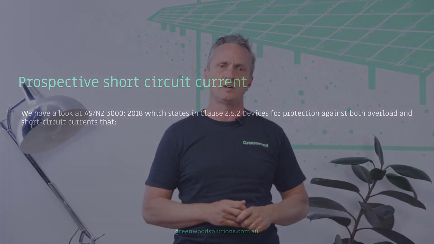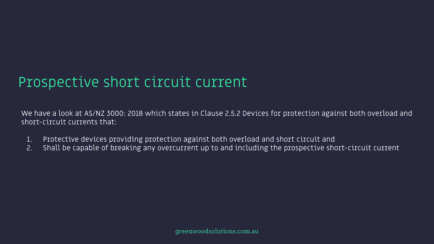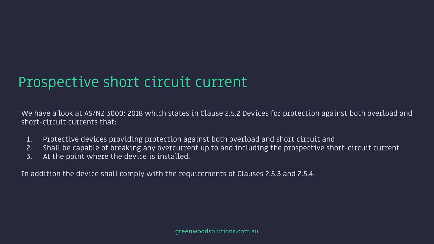We have a look at AS/NZS 3000 2018 version, which states in clause 2.5.2, devices for protection against both overload and short circuit currents, that protective devices providing protection against both overload and short circuit shall be capable of breaking any overcurrent up to and including the prospective short circuit current at the point where the device is installed, and this is really important.